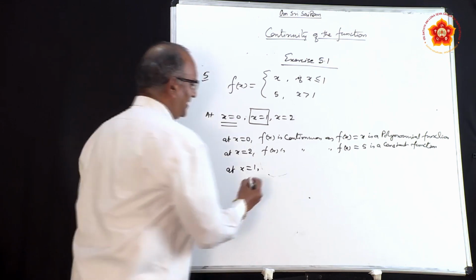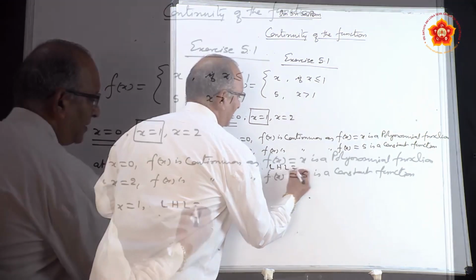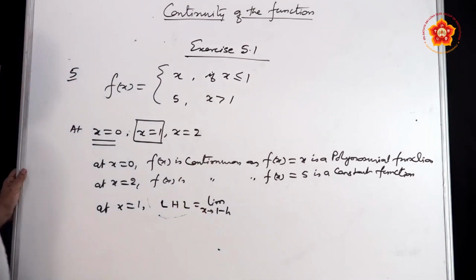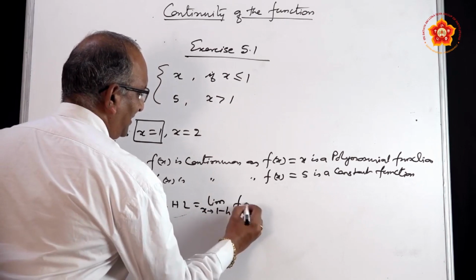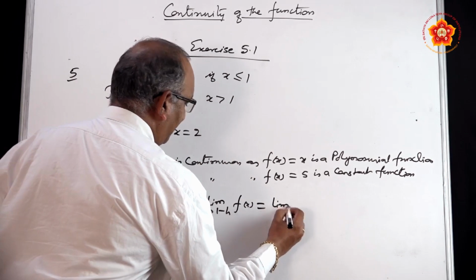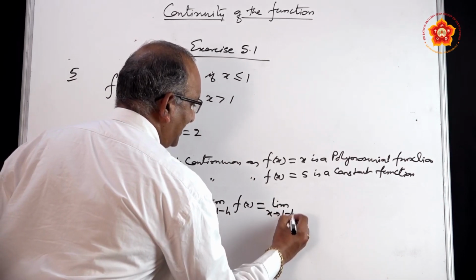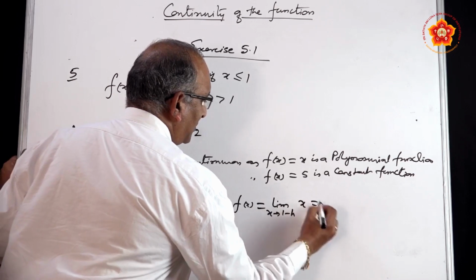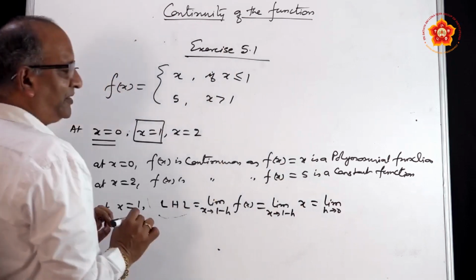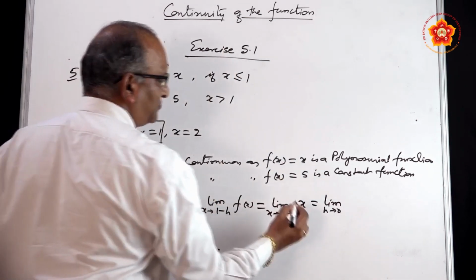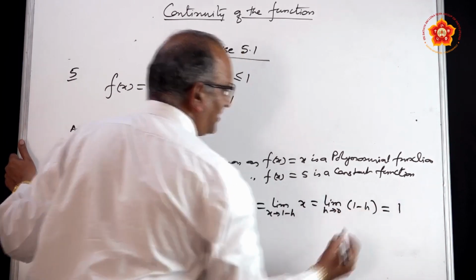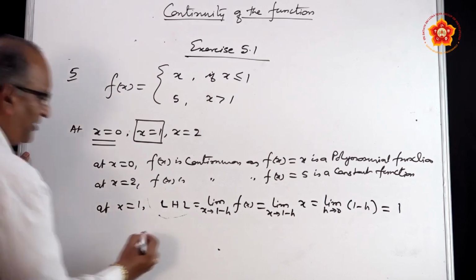So check what is left hand limit. Limit x tending to 1 minus h, f of x. If it is less than 1, what is the function? It is x. So it is limit x tending to 1 minus h, function is x. Proceed to the limits, limit h tending to 0. What actually we need to do? In place of x, we have to write this 1 minus h. And then proceed to the limits h tending to 0, you get the answer 1. Same way, find out right hand limit.